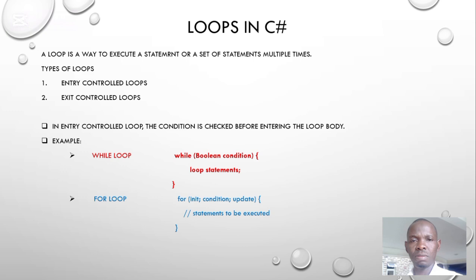Then the for loop too. In the for loop we have the initialization, the starting point, the condition, and the updates. All these are separated with a semicolon. So that is a for loop.